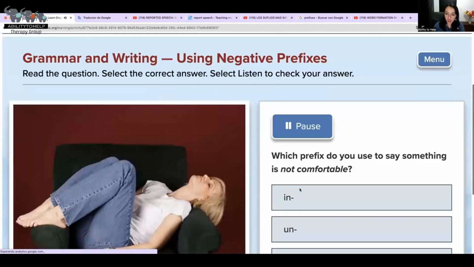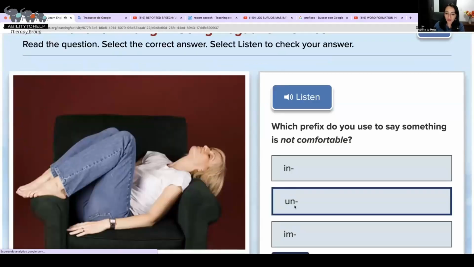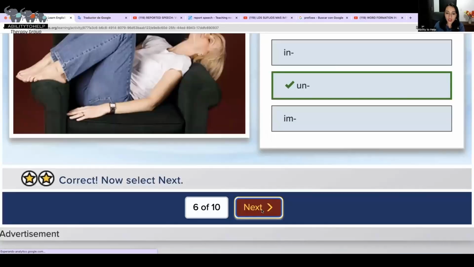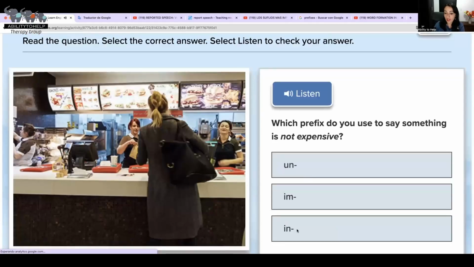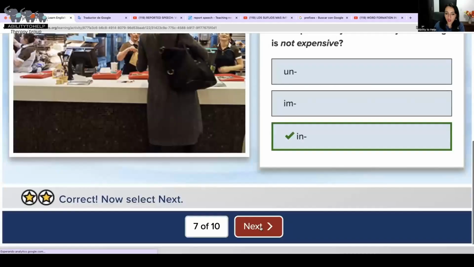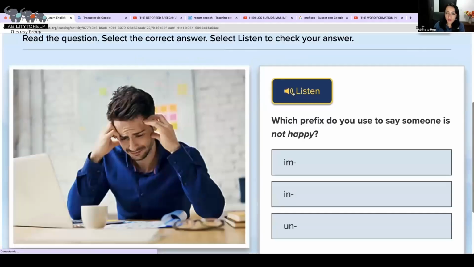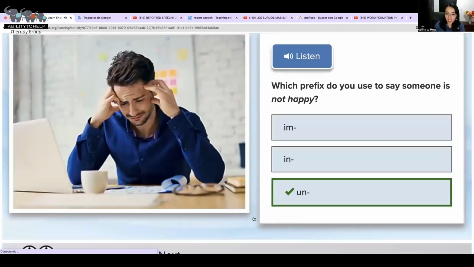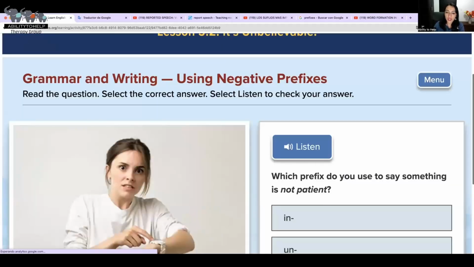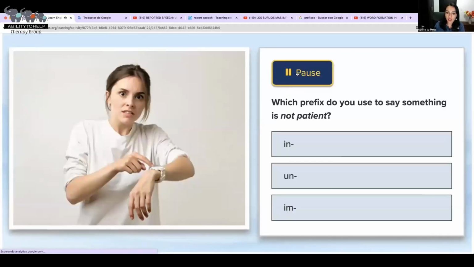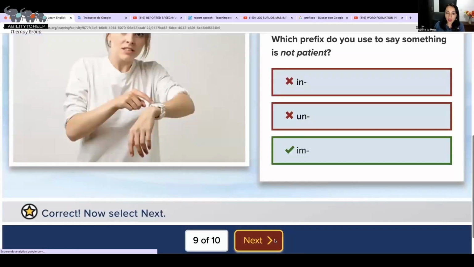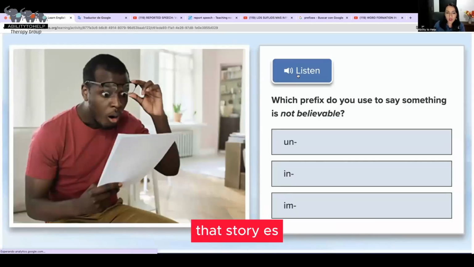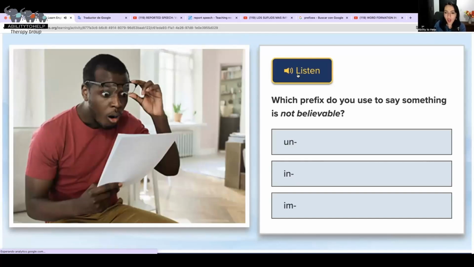This chair is uncomfortable. Look at this. That restaurant is very inexpensive. So let's see. He's very unhappy today. The opposite of happy. So let's see. We're not late. She's just impatient. Oh, sorry, impatient. That story is unbelievable.